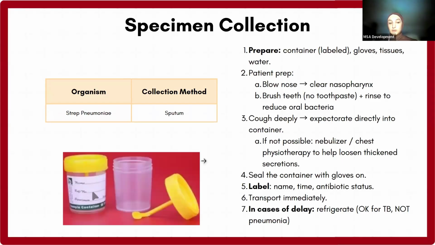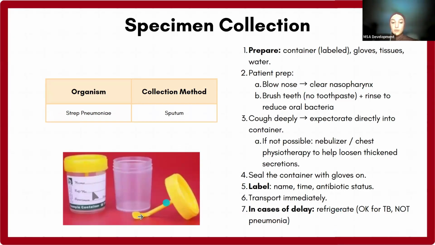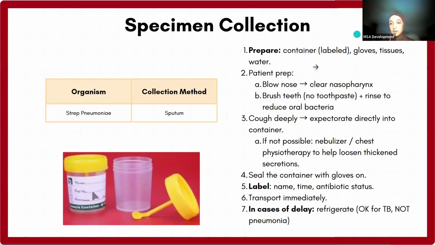This is what the container looks like, okay? Please do not select another picture. This is the picture they want. It's the one with the flat tip, okay? First, you prepare the container and you make sure it's labeled. You make sure you have gloves, you have tissues, and you have water, okay? You prep the patient. You make sure that the nose is blown so the nasopharynx is clear.